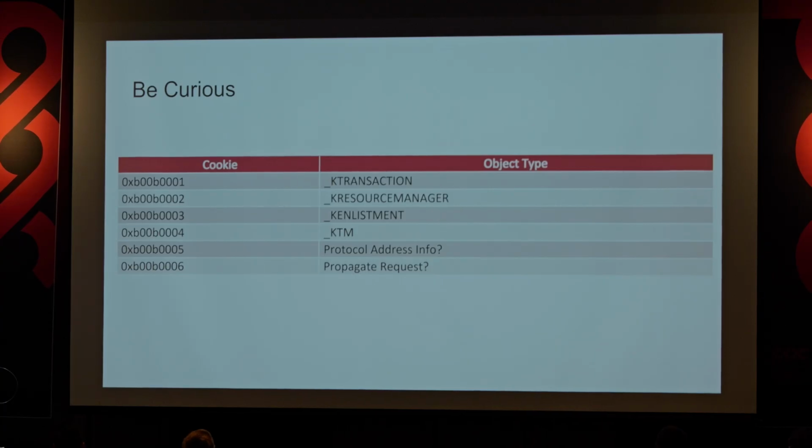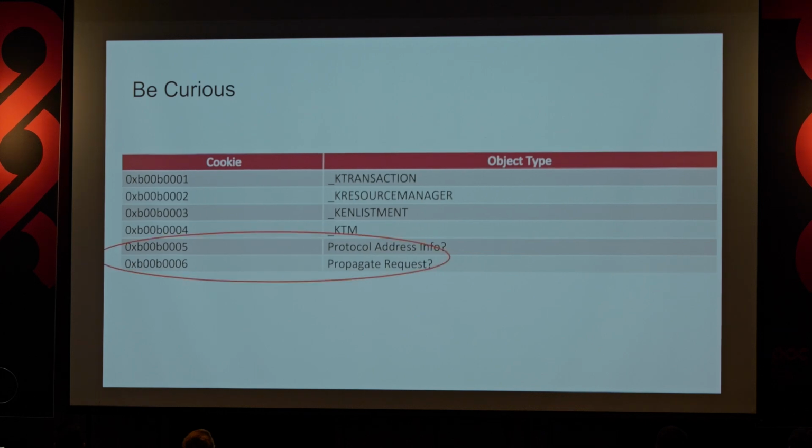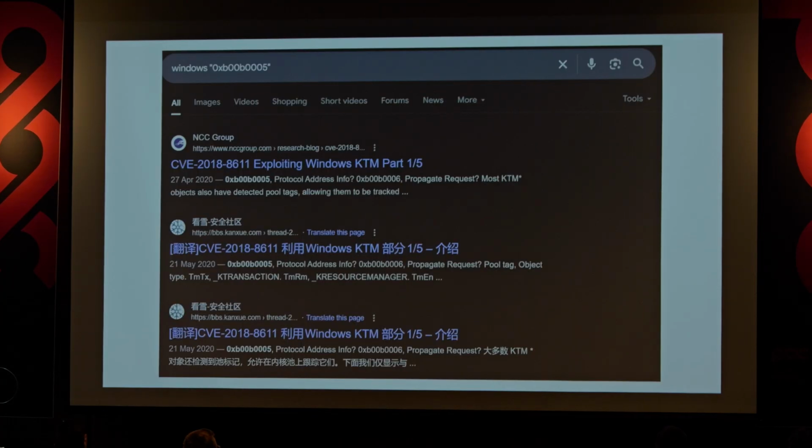Instantly, my eyes were drawn to the two undocumented cookies at the bottom, cookie 5 and cookie 6. According to the table, these corresponded to a protocol address information object and a propagate request object. So, I got curious. I did a quick Google search for the value of cookie 5, but found nothing interesting.